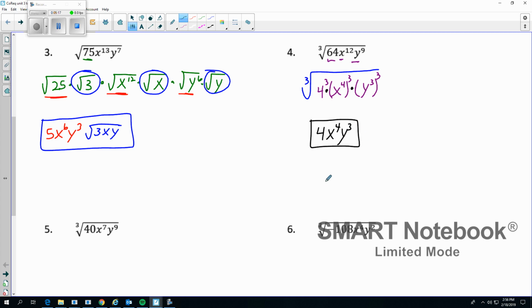There you go. So that one was kind of easy because all parts of it were perfect cubes. Our next one, all the parts are not going to be perfect cubes, and so we're going to have to make some adjustments like we did on problems 2 and 3.